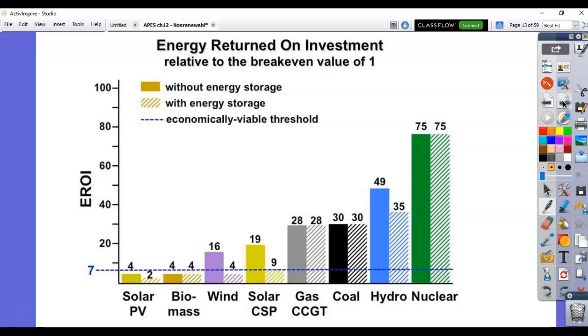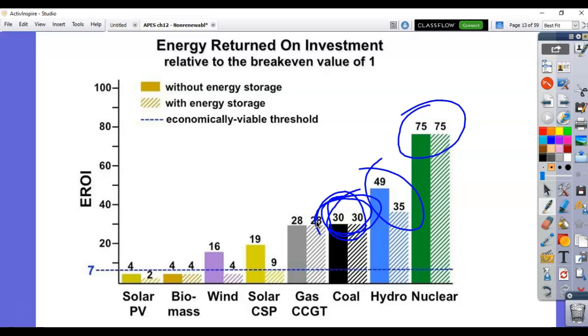High number is good. So if we take a look, nuclear energy, we haven't talked about that yet. We'll talk about that at the end of this unit, but nuclear energy, 75, that's really good. It doesn't take a lot of energy for us to get the uranium that we need for nuclear energy, and then we're able to produce some energy from it. Hydro, 49 and 35, it's just talking about energy storage. Coal is 30, this is why we use a lot of coal. Gas, then we get solar, wind, biomass, and a different type of solar. So you can see why we end up using coal.